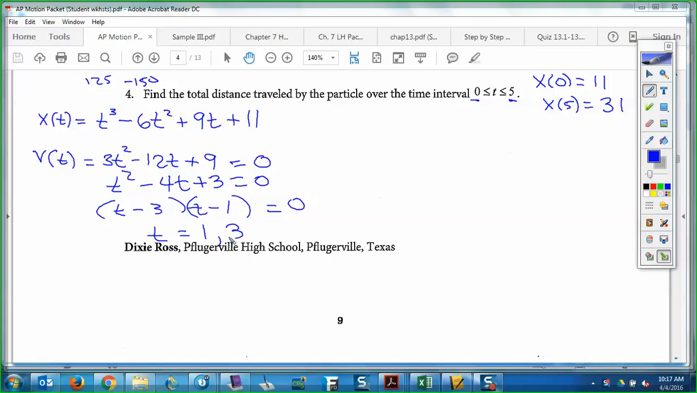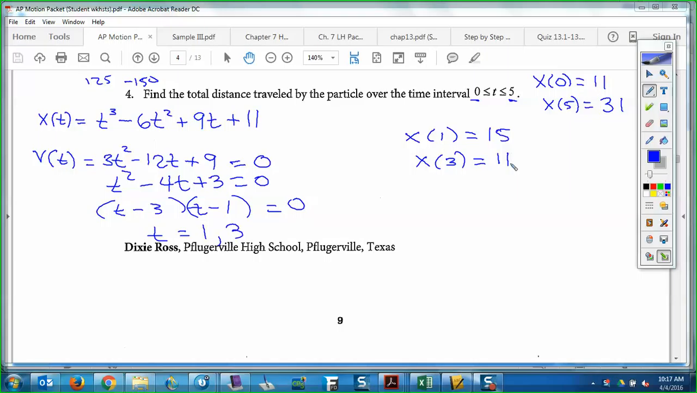Where were they? Where were they when they turned around? Where was it over here? And where was it over here? We got to plug those back into the original. So now we would do x of 1, and that is 1 minus 6 is negative 5, plus 9 is 4, plus 11 is 15, and x of 3 is 11.